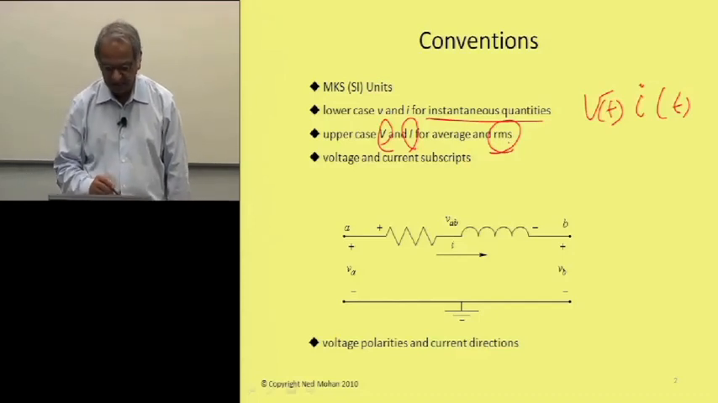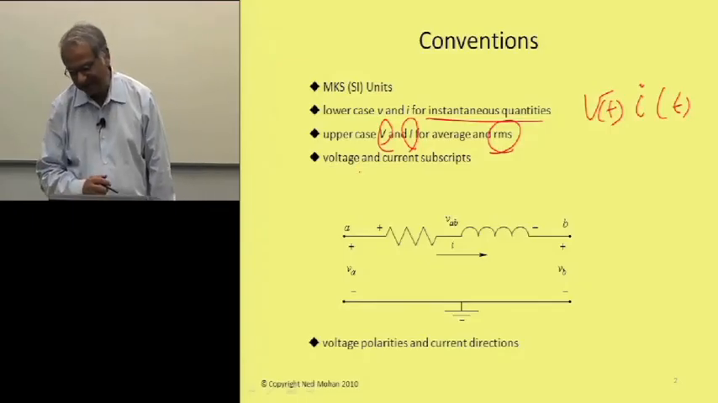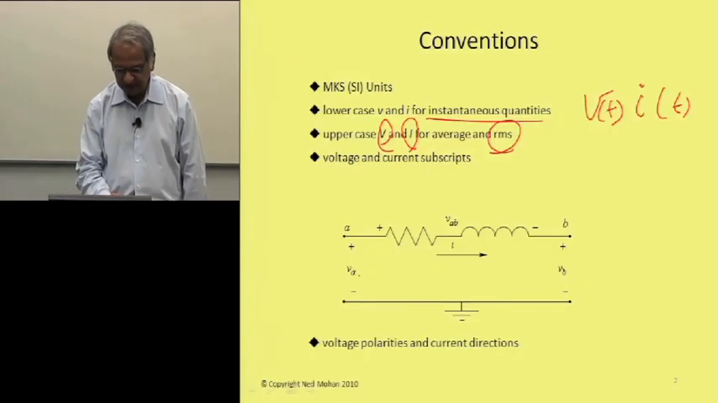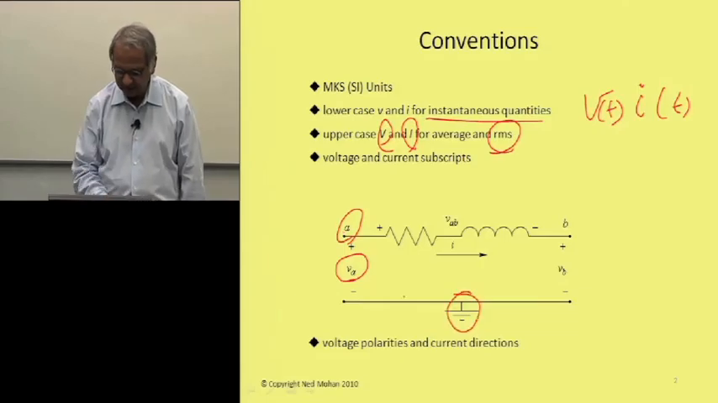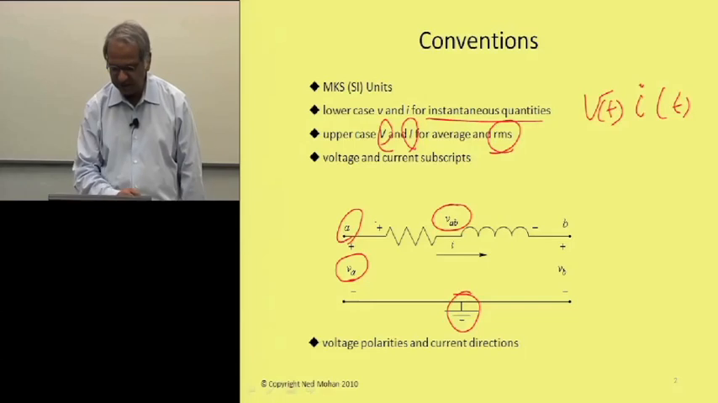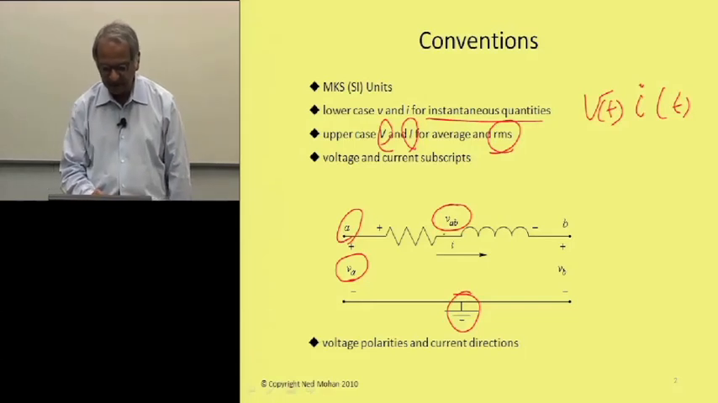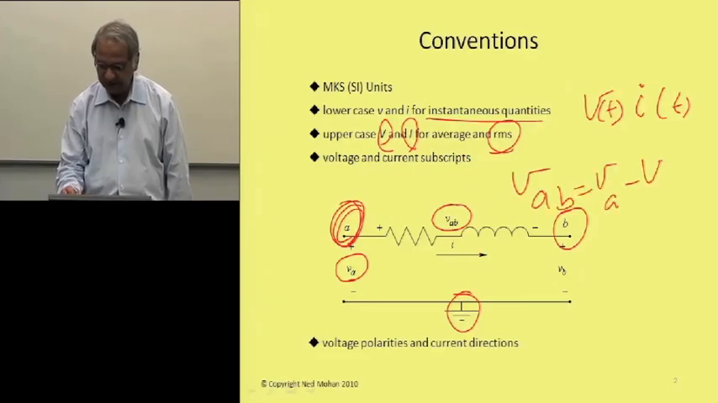And we'll always have subscripts associated with these voltages and currents. So you can see here that this voltage V sub A is showing the potential of point A with respect to ground. And similarly, this current I, here it may be called just I, or you may want to give some subscript. But certainly for voltage here, VAB defines the voltage of point A with respect to B. So VAB is basically equal to VA minus VB.